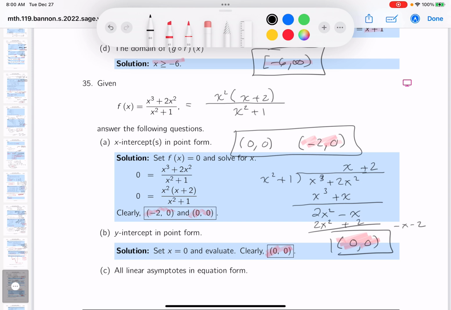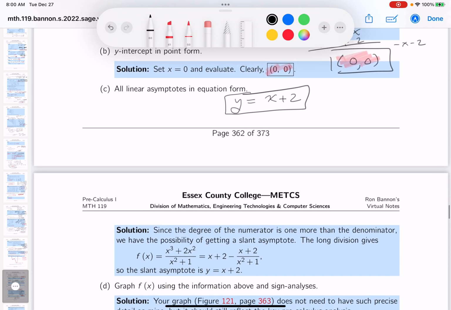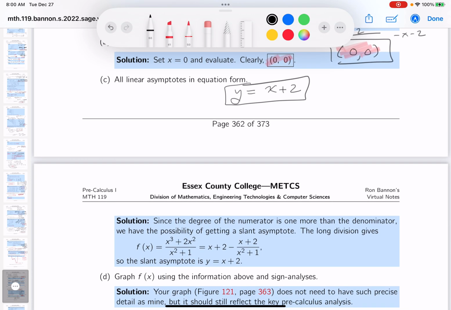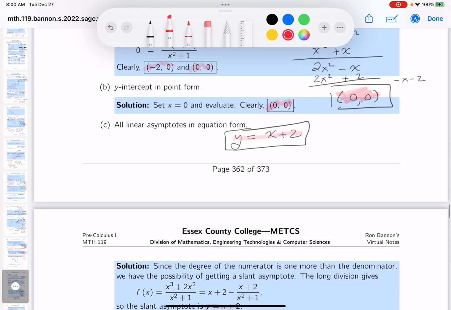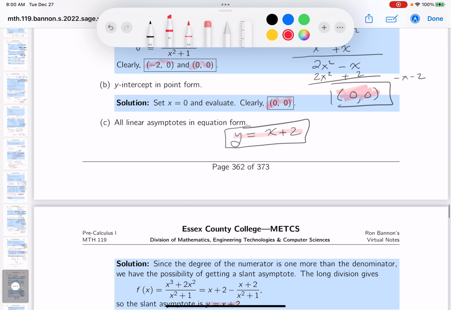So the question is, what's the slant asymptote? This is the slant asymptote. There's only one linear asymptote, and that's going to be y equals x plus 2. All right, it's a slant asymptote. Let's look at the key, see how we did. I'm seeing that right over here. I'm also seeing that they did the long division, and as expected, got what we got.